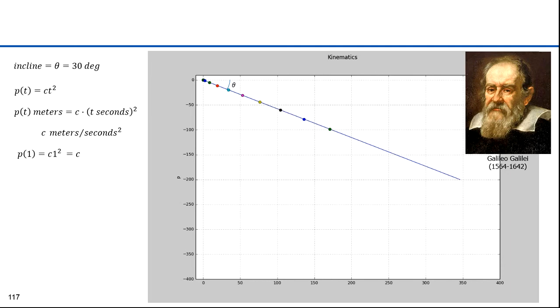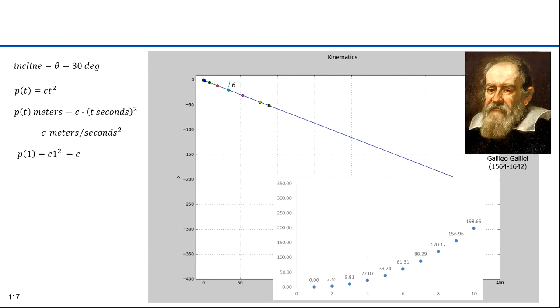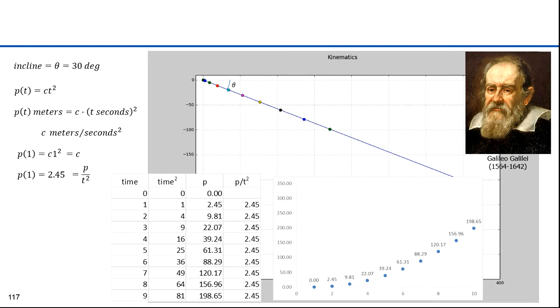C is equal to the distance an object falls in the first unit of time. That's a convenient way to determine c. In the animation, the incline is set to 30 degrees from horizontal. Here are the position measurements along the incline for each second. P of 1 is 2.45. In fact, if we divide any p-value by the corresponding t squared, we get 2.45.